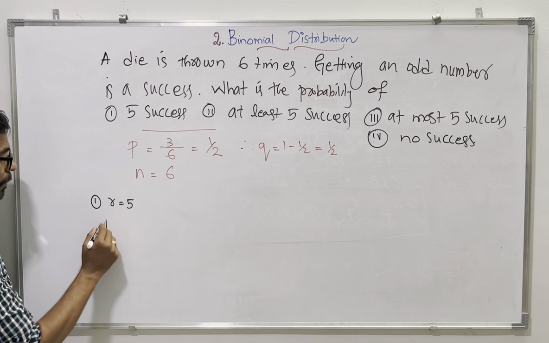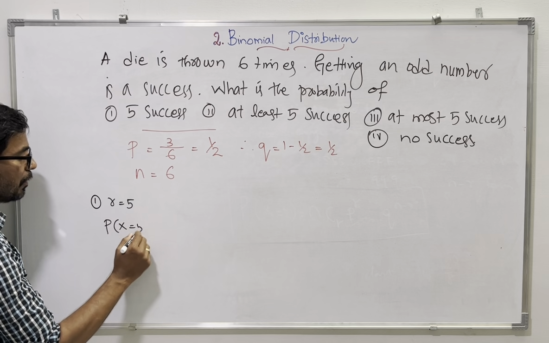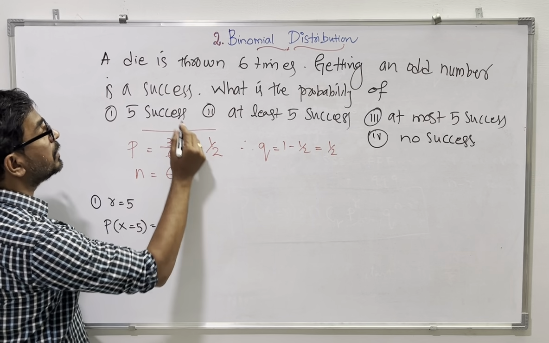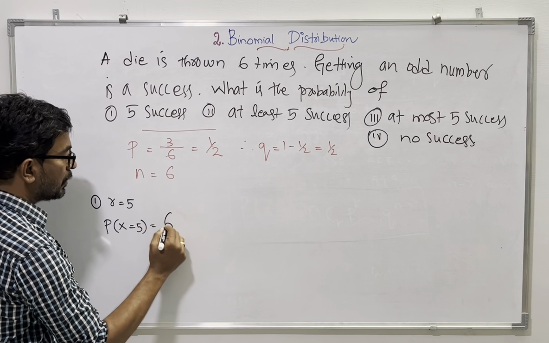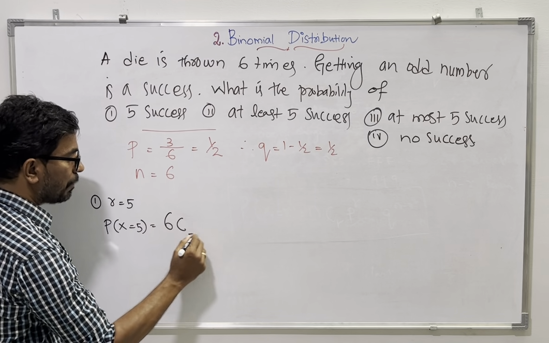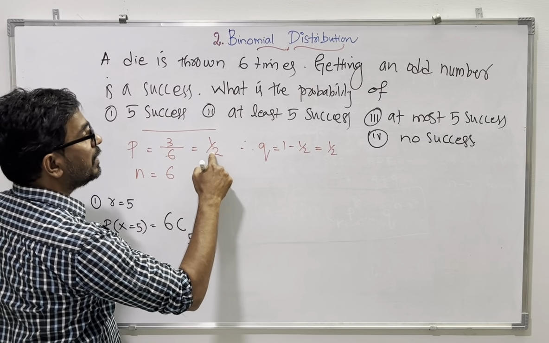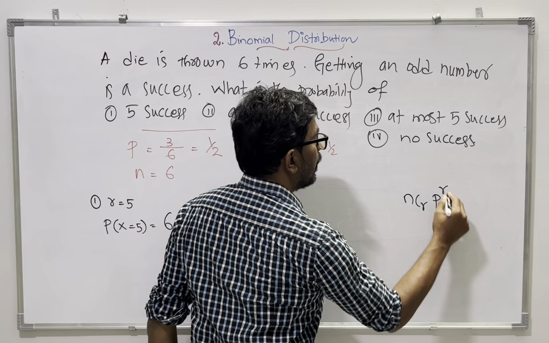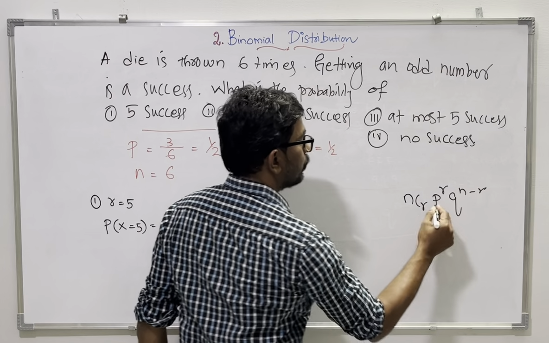So we will write the formula. Probability of X equal to 5 is nCr. Here n is 6, so 6C5. What is P? Remember the formula: nCr P to the power r, Q to the power n minus r. This is what I fill in.